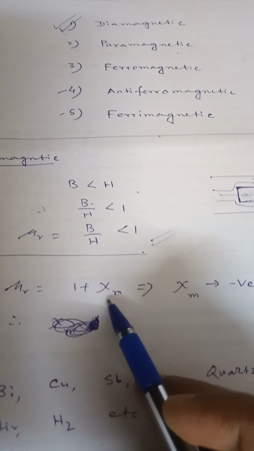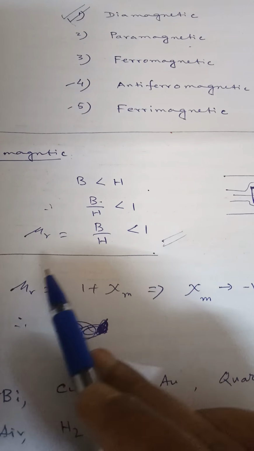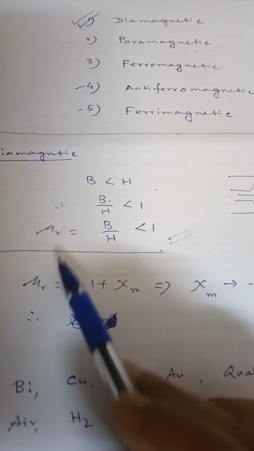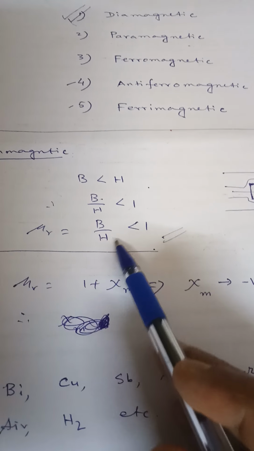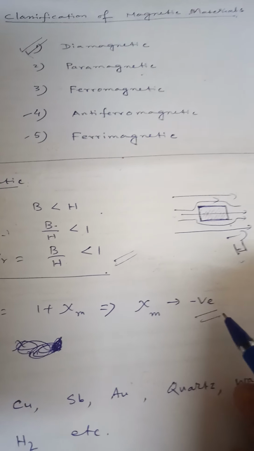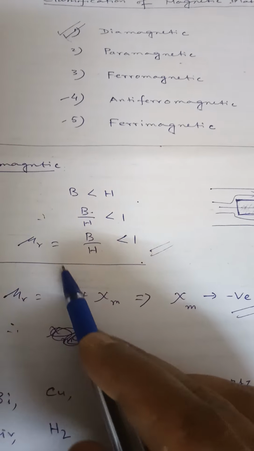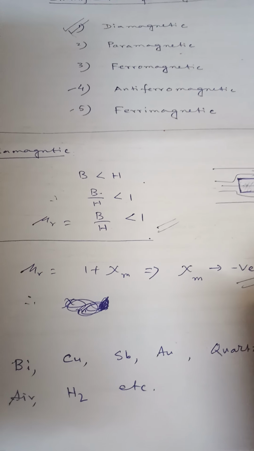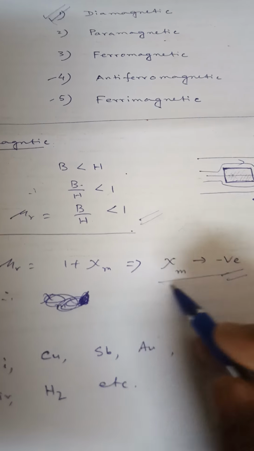Another one is susceptibility. The relation between mu r and chi m I have already established earlier. So if mu r is less than 1, by putting this value in, we have chi m negative. This is another property of diamagnetic material: relative permeability mu r is less than 1, and the susceptibility of the diamagnetic material is negative.